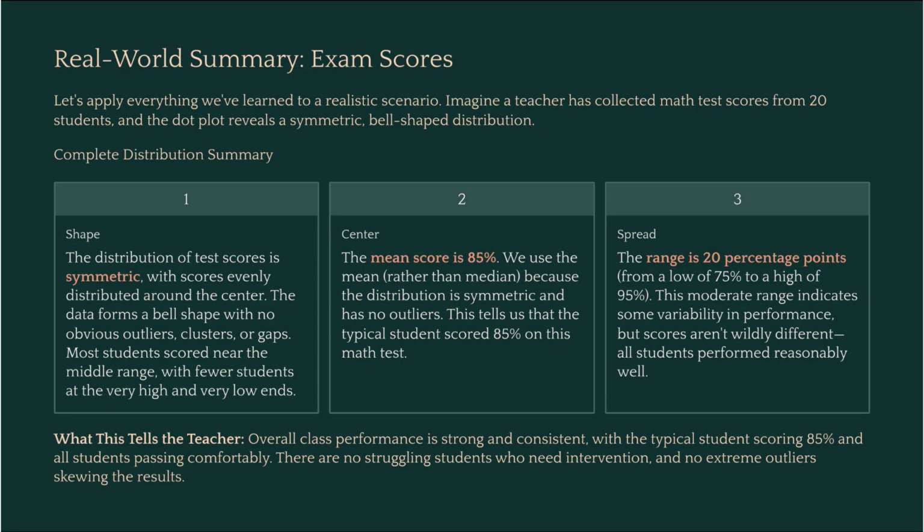When you write a summary, you must put it into context. Suppose we looked at test scores and the dot plot was symmetric. A good summary would be, the distribution of math scores is symmetric. Therefore, the mean score of 85% is the best measure of center. The scores had a range of 20%, indicating low variability.